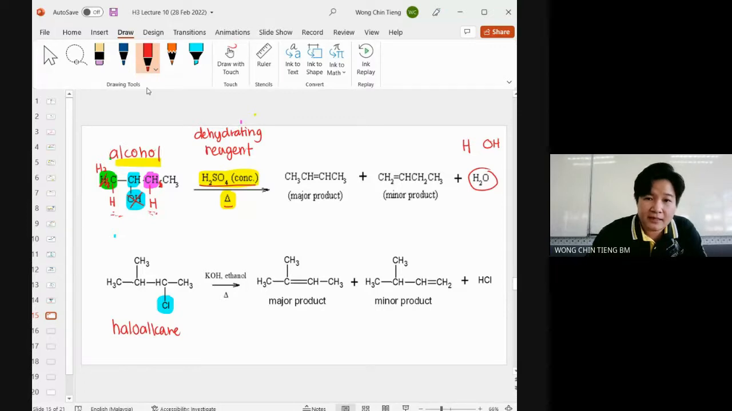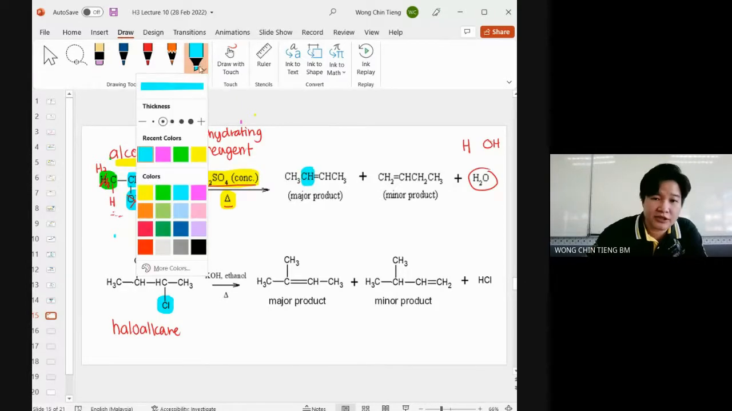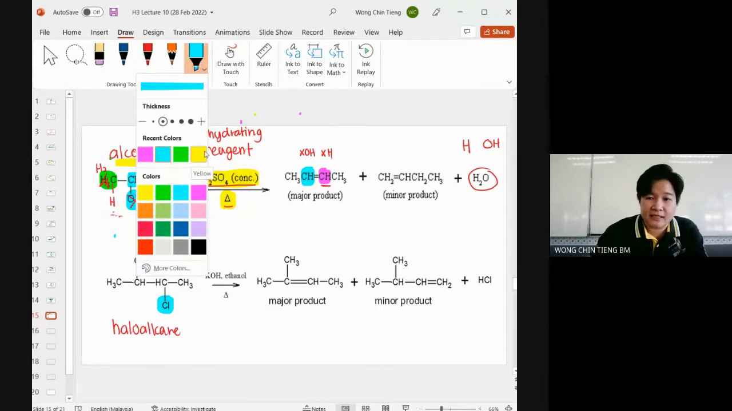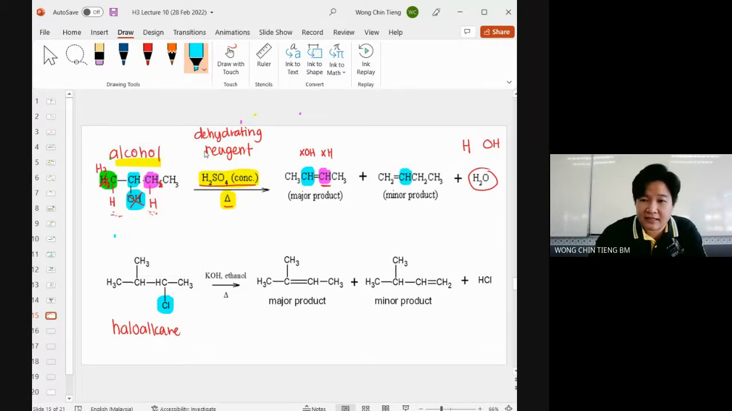Dan kamu perasan, this is the carbon that holding the OH just now. This is the carbon yang warna purple. Nampak tak? Daripada CH2 dia jadi CH. Kenapa? Sebab yang ni dah buang OH. Yang ni dah buang H. Okay? Next. Satu lagi adalah, this is the carbon that holding the OH. And then you have the carbon that holding CH3 just now. Carbon yang pegang CH3 dah buang satu hydrogen, so dia jadi double bond kat sini.